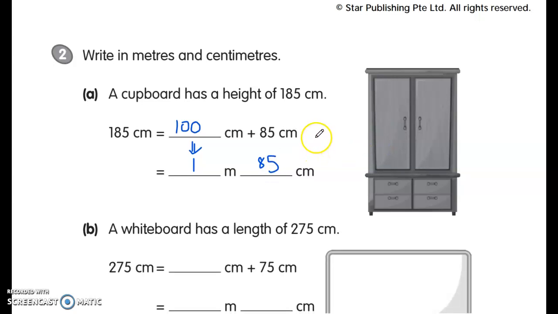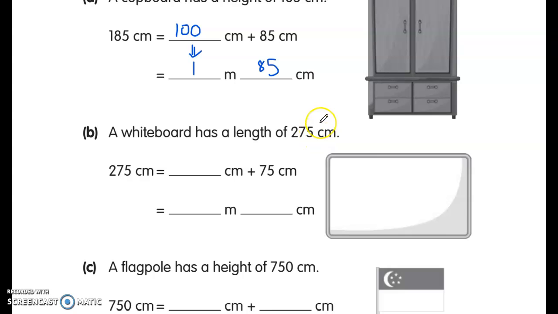Okay? Next, a whiteboard has a length of 275 cm. So same thing. What plus 75 cm gives you this? So the missing value is 200 cm. So if 100 cm is 1 meter, 200 cm is 2 meters. Okay, and the rest stays the same.